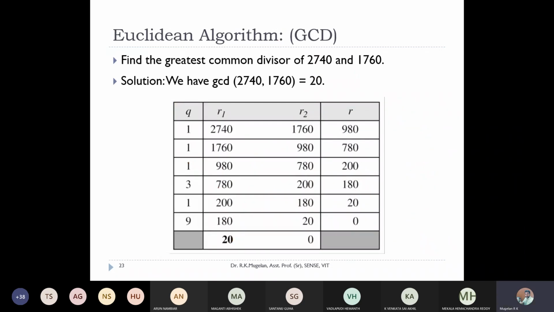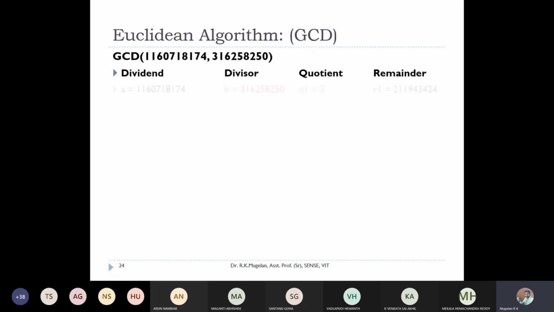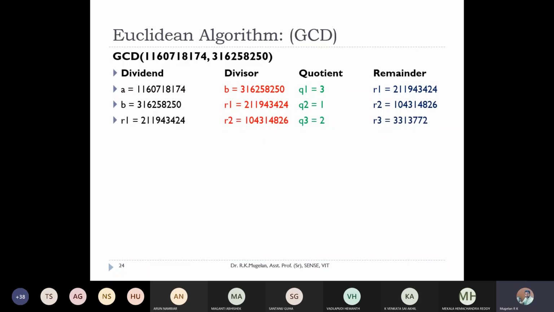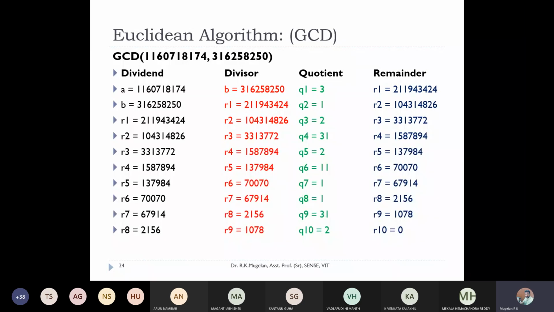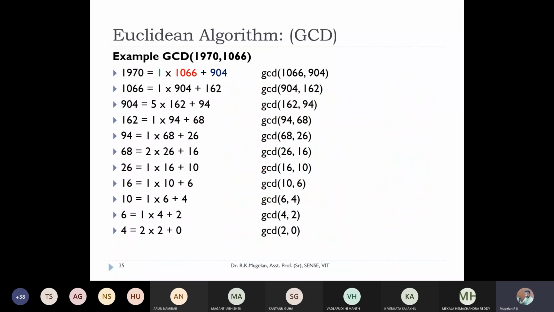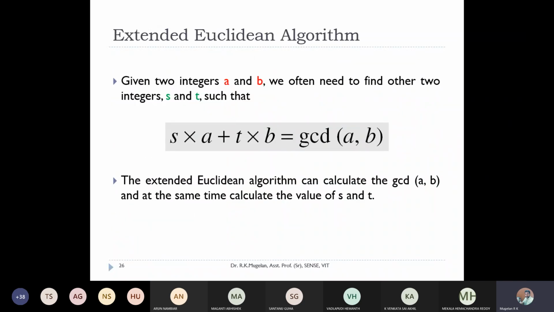If you go for higher numbers, you can see here I have added a few examples so that you can practice at home and check. This is a very large number; I don't really want to give you such big numbers. But I want everyone to practice this Euclidean algorithm at home, because if you are clear with this Euclidean algorithm alone, you can learn the method called the extended Euclidean algorithm.